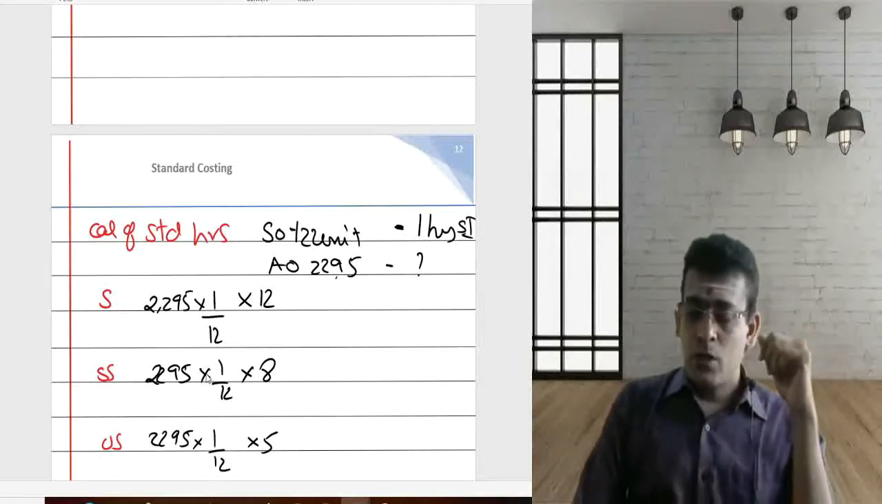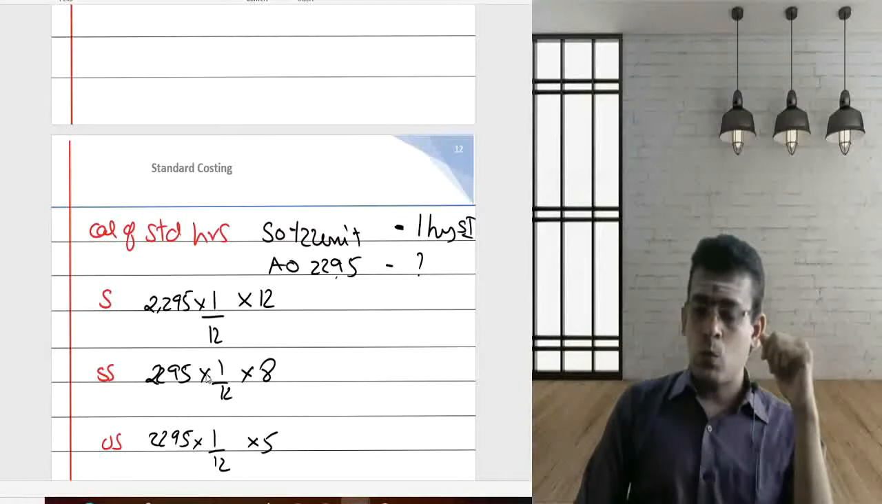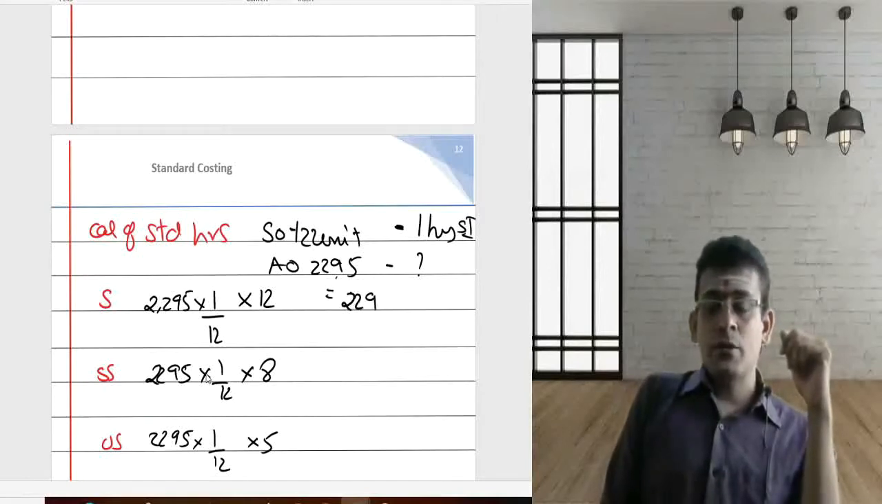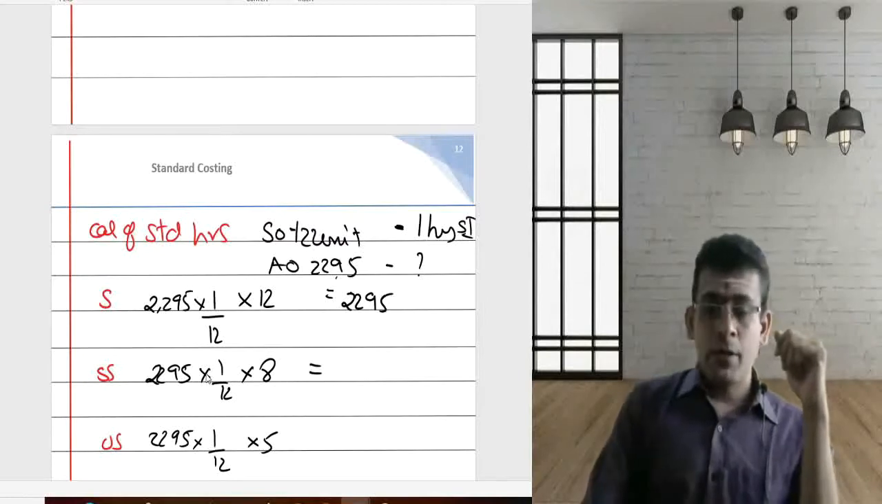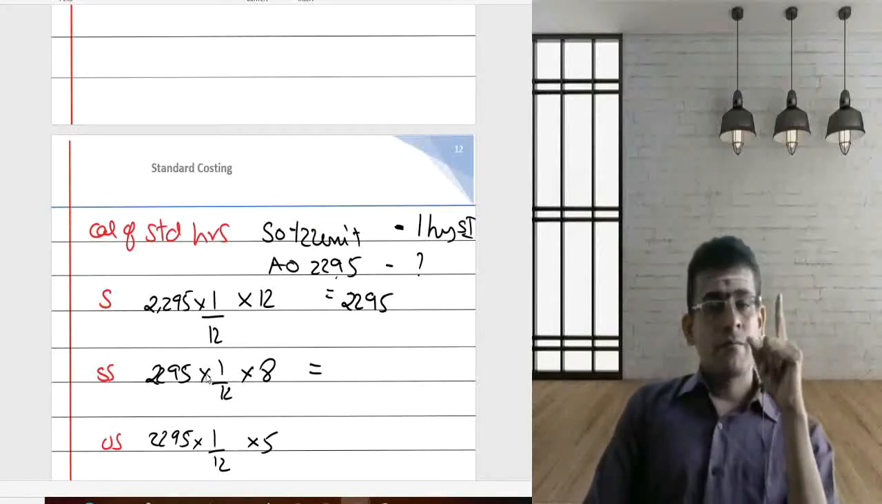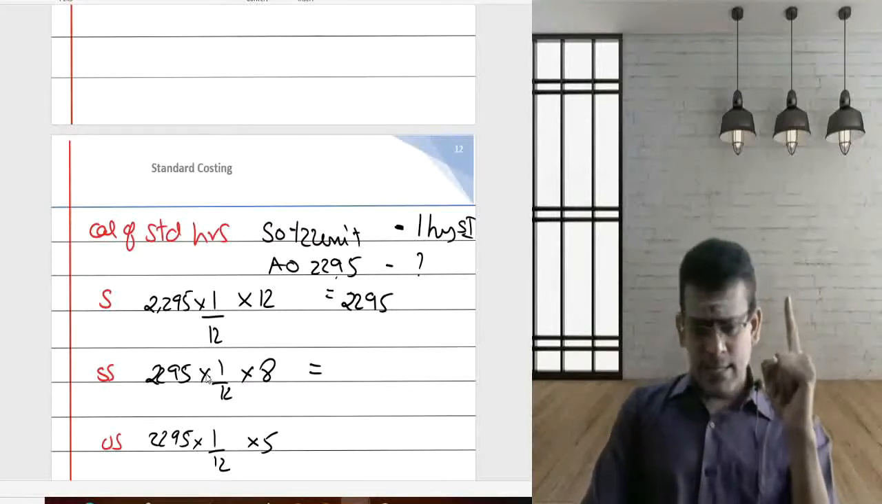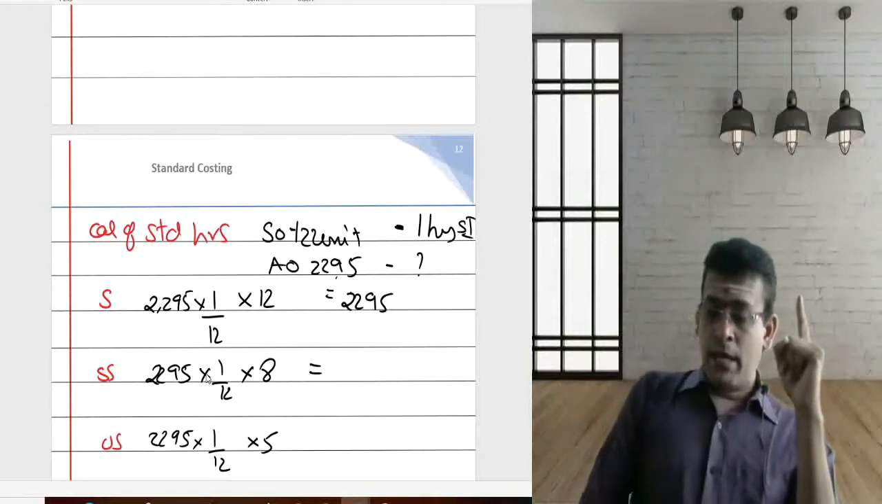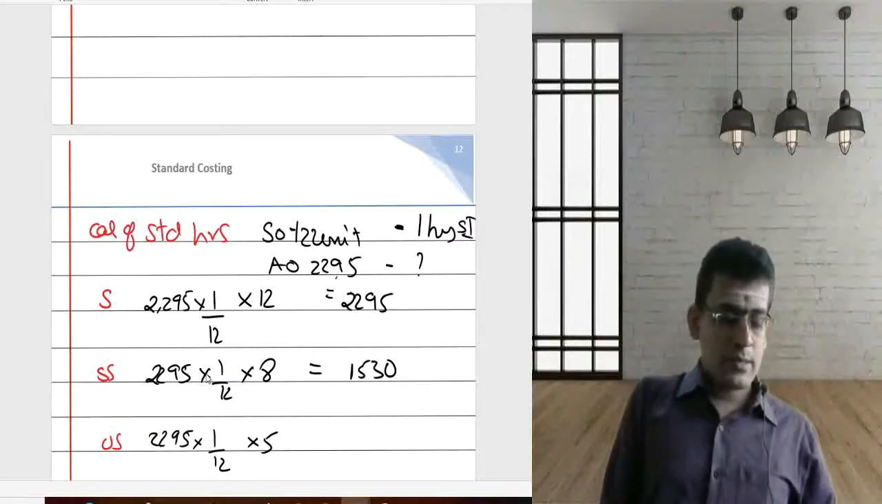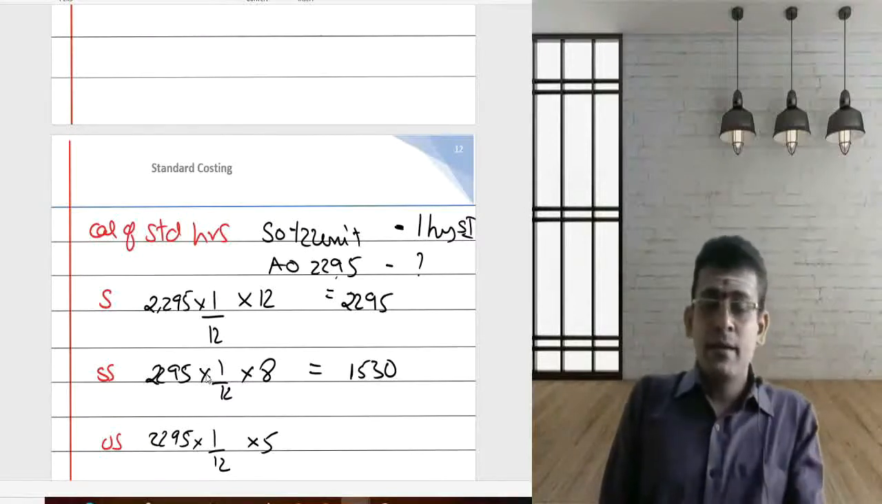Now let us see. 2295 into 1 by 12 into 12 gives you 2295. So the standard hours is going to be 2295. Coming to the next one, 2295 into 1 by 12 gives you the total duration for one worker. Like that, 8 semi-skilled workers are there. Into 8, that gives you 1530. So you will be getting 1530.